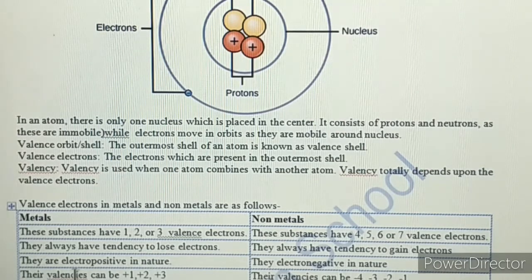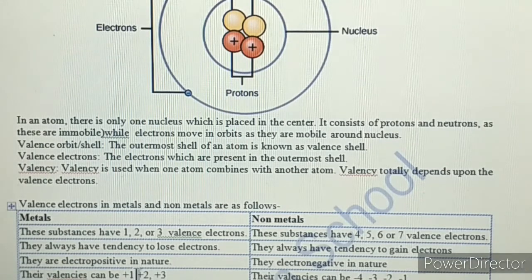Now the fourth one is what I already said to you right now, that their valencies can be +1. I said that electropositive, and if the valence shell electron is 1 only, then they are losing only 1 electron. So that means their valency is +1, +2 or +3. And the valencies of non-metals can be -4, -3, -2 and -1. How do they get it? They have to subtract it from 8, because the maximum number of electrons a shell can have is 8. So we have to subtract it from 8.